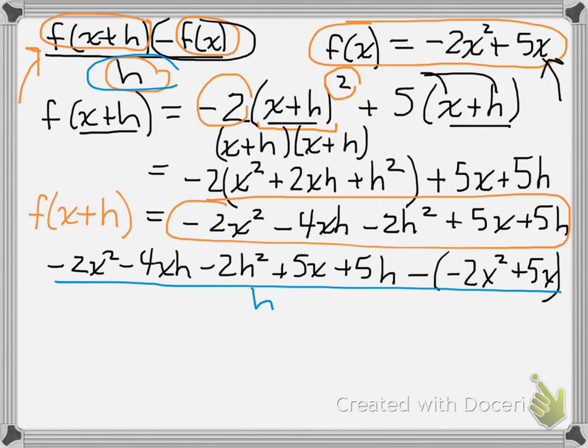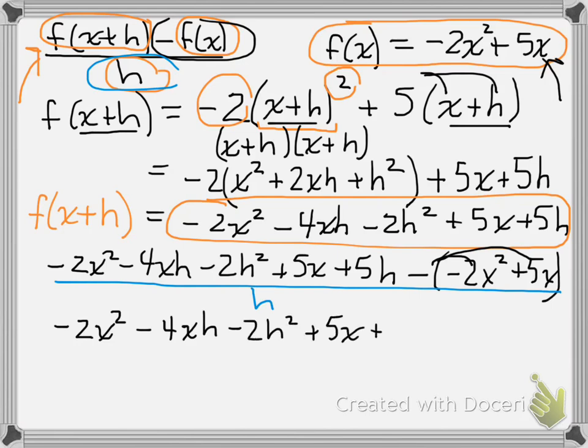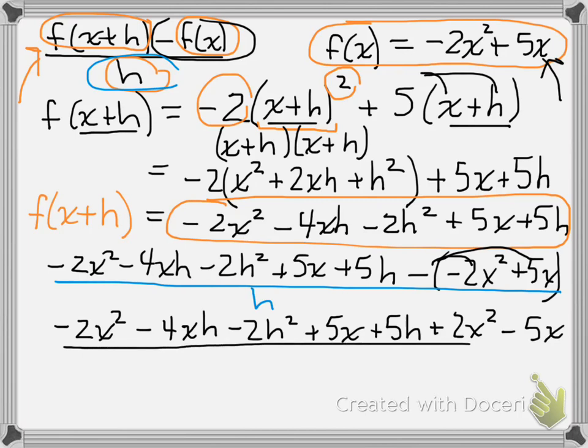Now on top it looks like we can do some simplifying. We can first of all distribute this negative sign. So writing this huge big thing again, negative 2x squared minus 4xh minus 2h squared plus 5x plus 5h plus 2x squared minus 5x. And once again, we can't forget that all of that goes over h.